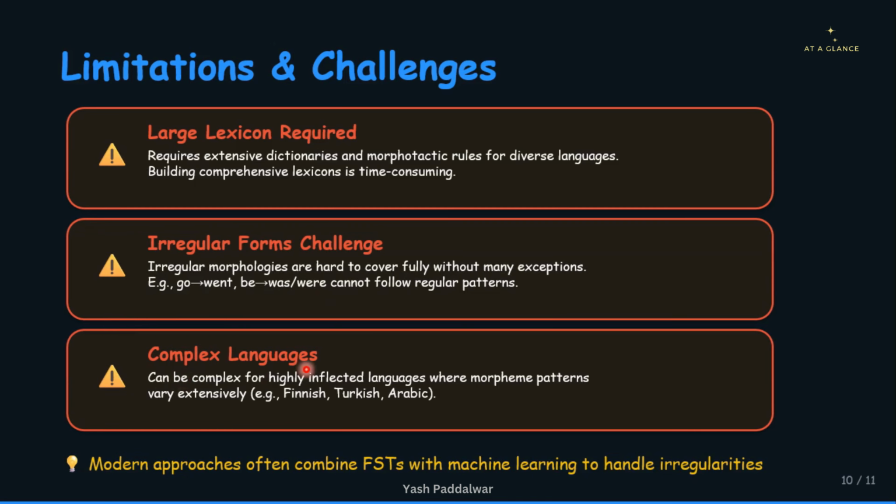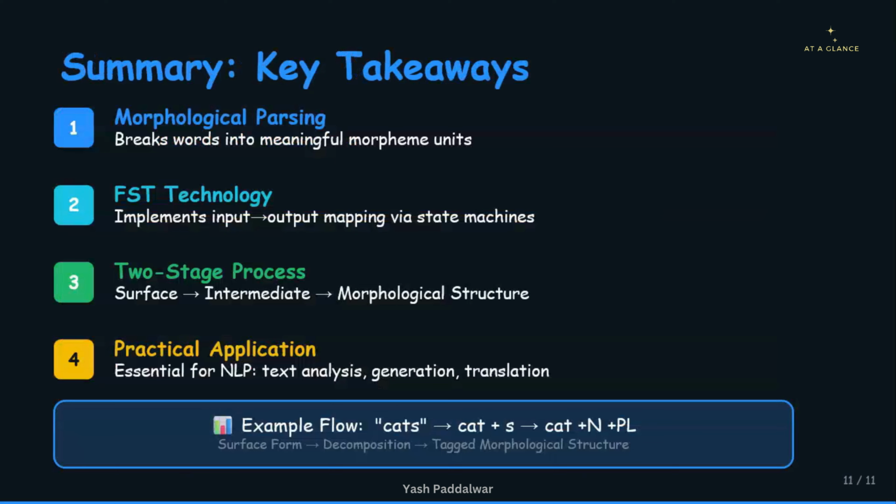Next, for complex languages it also cannot be used easily. It can be complex for highly inflected languages where morpheme patterns change extensively. For example, Finnish, Turkish, Arabic are very complex languages, and the simple rules defined by FST cannot be used much. Modern approaches often combine FSTs with machine learning to handle the irregularities, so those can be used for such cases or scenarios. I hope the limitations and challenges are clear to you all.